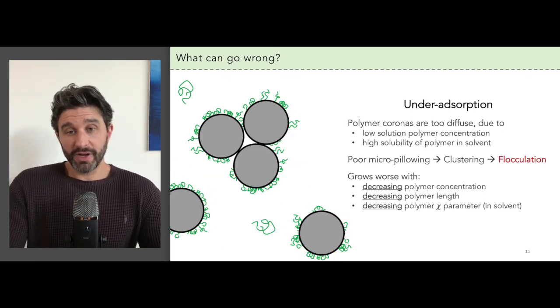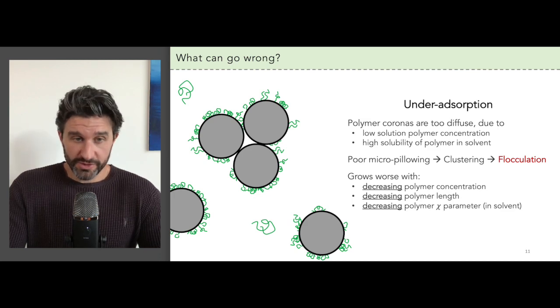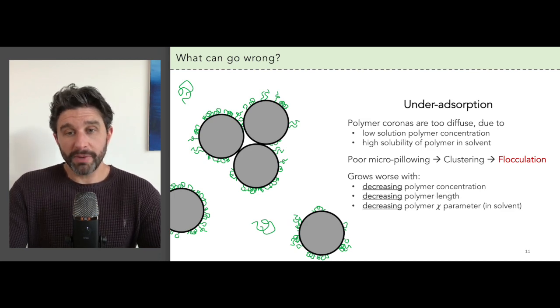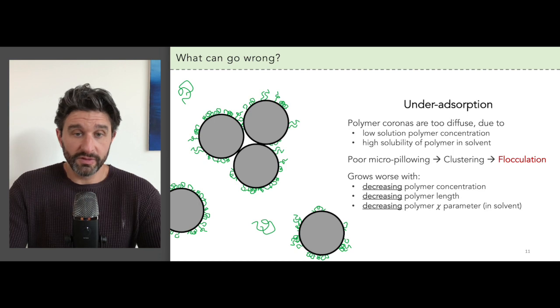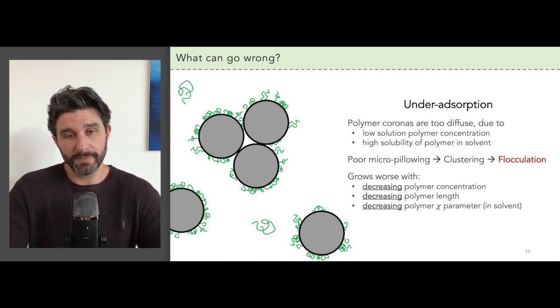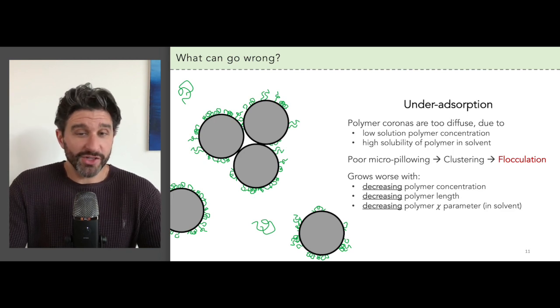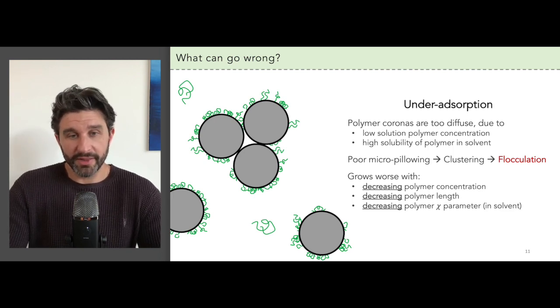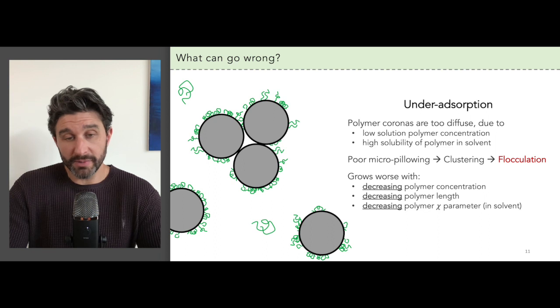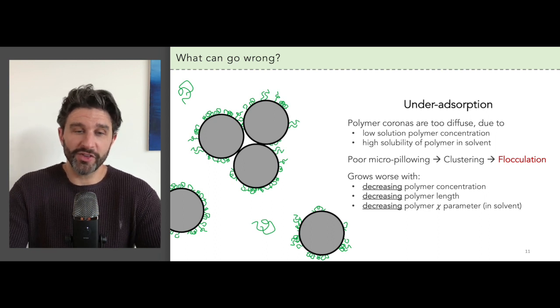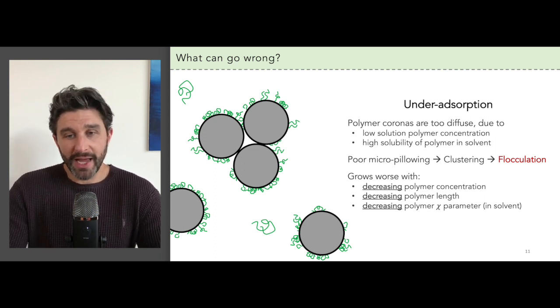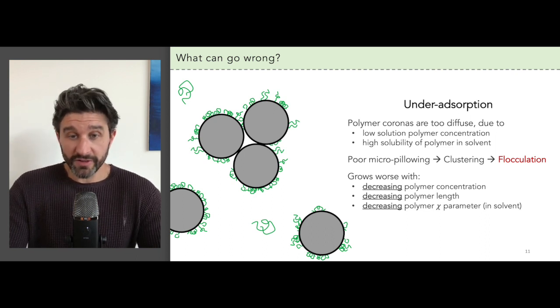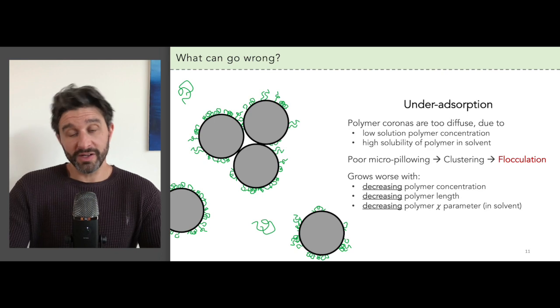A final possible complication is underadsorption. This happens when the polymer coronae are too diffuse due to too few adsorbed polymers. In this case, these micropillows we talked about earlier can't really do their job, and the particles will tend to cluster together because the springy repulsion from the polymers is too weak to overcome the van der Waals attraction. Underadsorption can happen when there's too low of a concentration of the polymers in the solution, and it can also happen when the polymers are too soluble in the solvent.